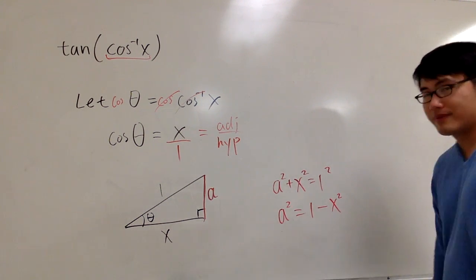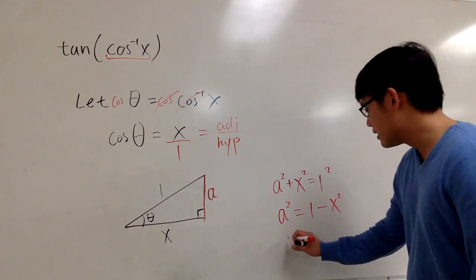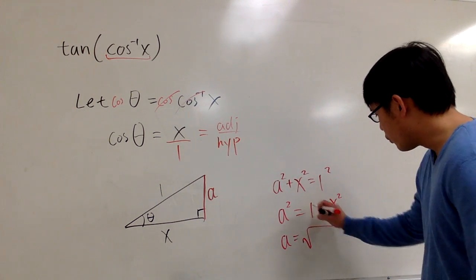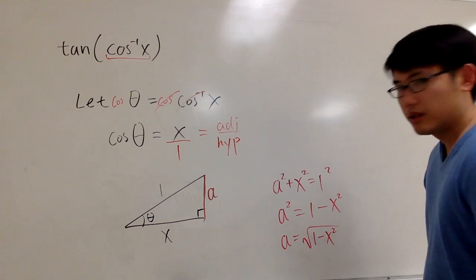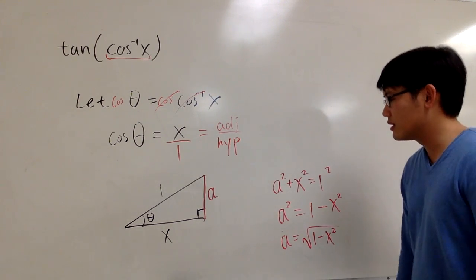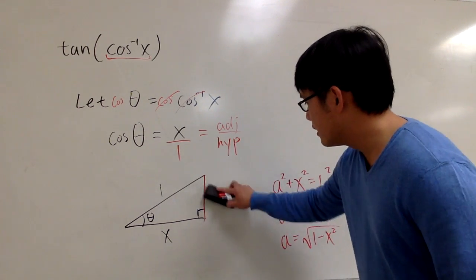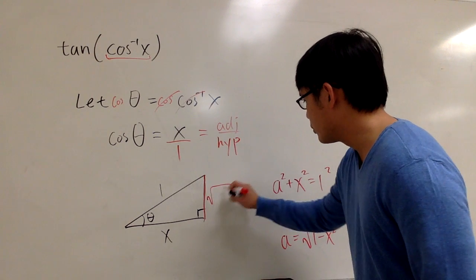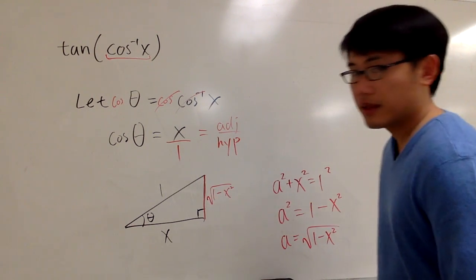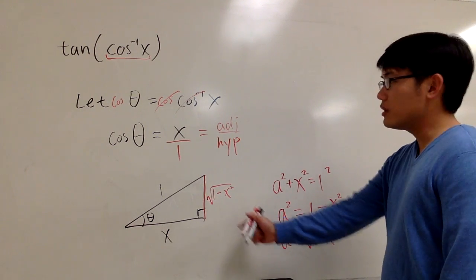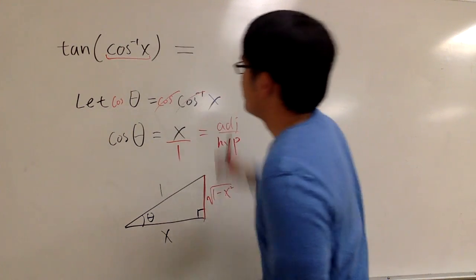1 squared is 1. And take the square root on both sides. a will be the square root of 1 minus x squared. Take the positive square root for this. So for this side, a is just the square root of 1 minus x squared. And now look at this picture, and we can come back here.